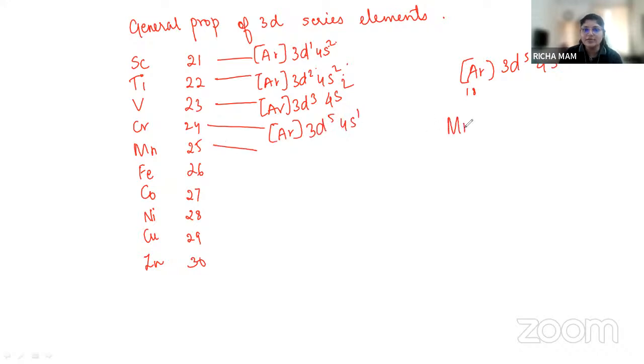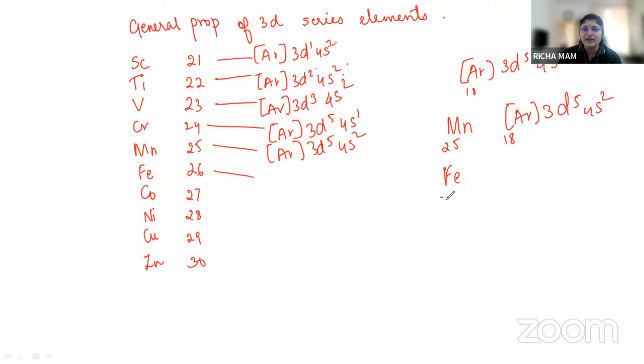Now manganese, again 25. Argon is 18, then 19, 20, 21, 22, 23, 24, 25. So 7 electrons. So it will be 3d5 and 4s2, because d5 and d10 systems are said to be stable systems. Then Fe is 26: argon with 18 electrons, then 3d6 and 4s2, because the maximum number of electrons in s is 2, right?